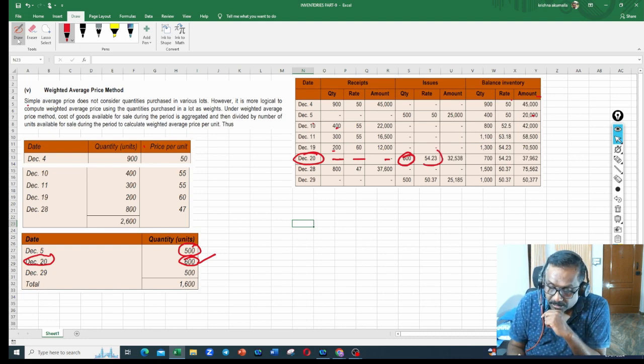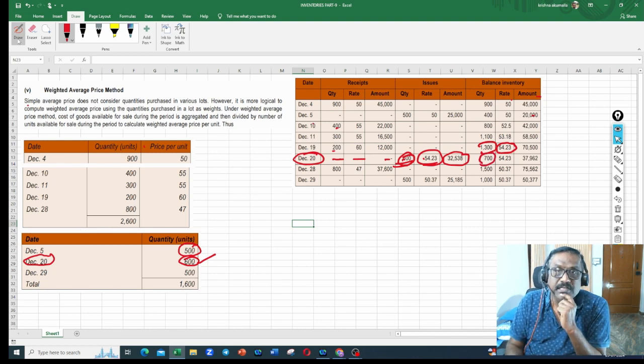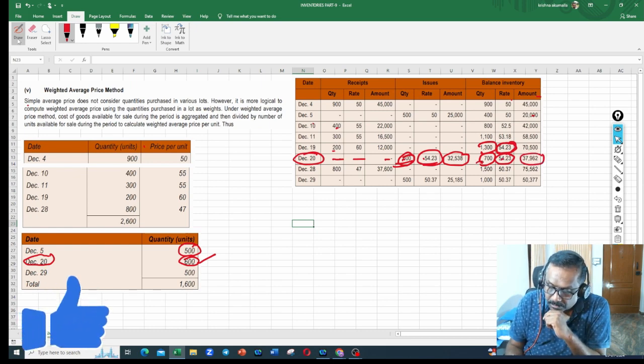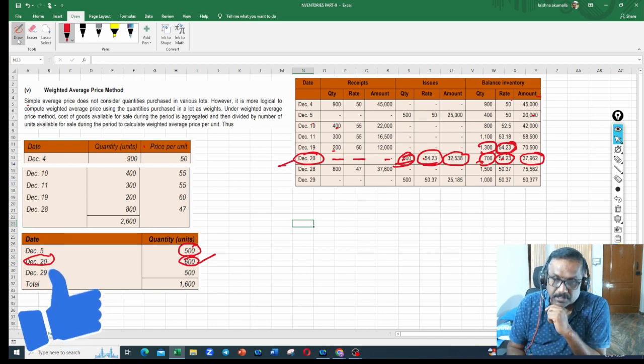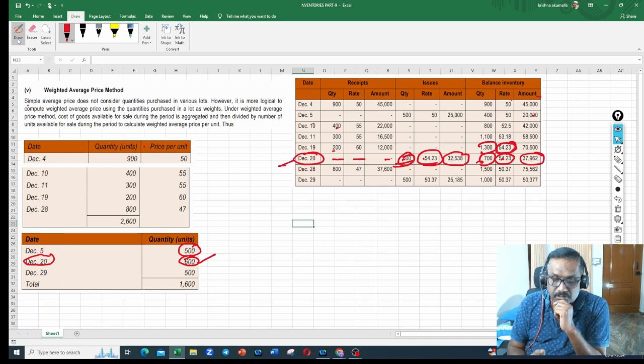What rate do I need to show here? This is the previous day. What was the closing average rate we have taken? 54 rupees 23 paisa. Same rate you need to take here, 54.23, and multiply these two, you will get 32,538. Right? Now out of 1300 we already issued 600, so we are left with 700 closing inventory. And what is the price? 54 rupees 23 paisa. Let us take 54.23 and multiply these two, you get your closing value as on December 20th. Are you clear on this point?